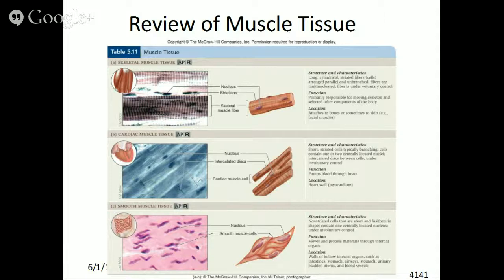And then the last muscle cell is smooth muscle tissue, which smooth muscle cells don't really have an elongated appearance at all. As a matter of fact, when you get the cells interconnected with one another, they give the tissue a smooth appearance, which is why we call it smooth muscle tissue.